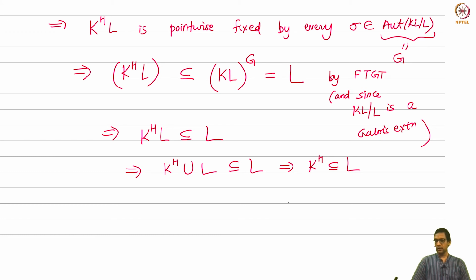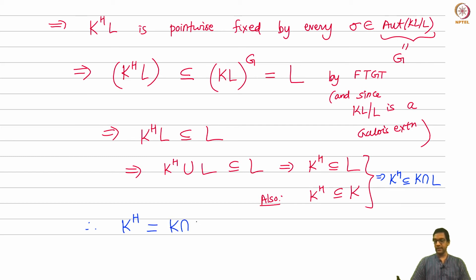Okay, so what does that mean? KH is contained in L. Also, KH by definition is contained in K. Therefore, together it gives us what we want. It says that KH is therefore contained in K intersection L. So we have shown the other inclusion. Therefore, we have shown both inclusions: KH contains and is contained in K intersection L. Therefore, KH is equal to K intersection L. Okay, so it's a somewhat tricky proof, but we have managed to do it.